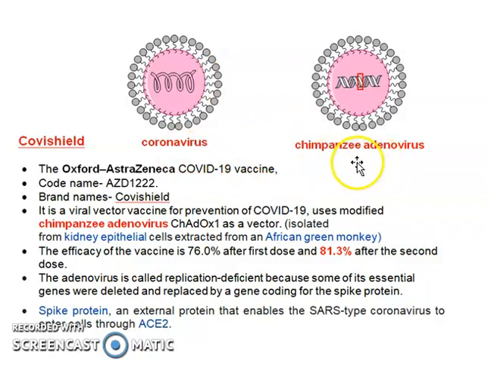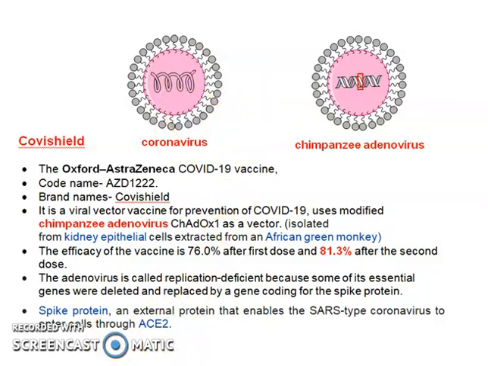Why are we using adenovirus? Because it is already weakened and we know that it won't cause us much side effects. It has flu-like symptoms and can be treated with paracetamol or some mild medication. So we can see this is a chimpanzee adenovirus. Efficacy is around 80%. It inhibits the entry of the coronavirus inside the cell through ACE2 inhibition.